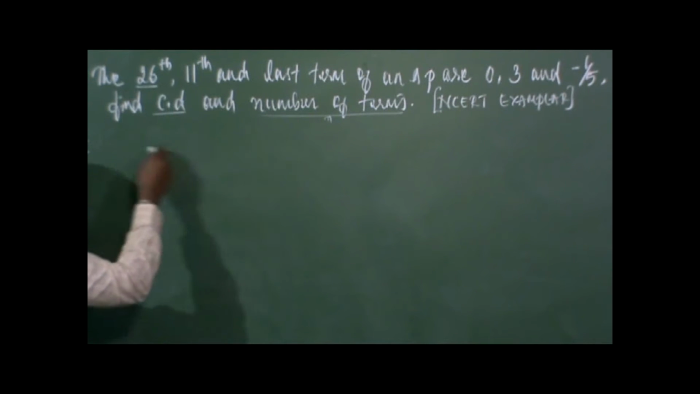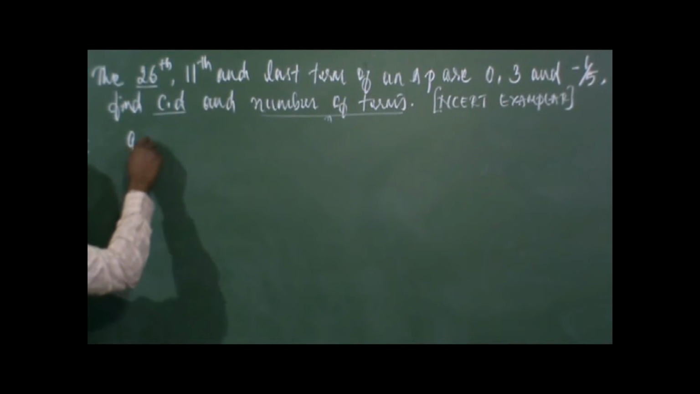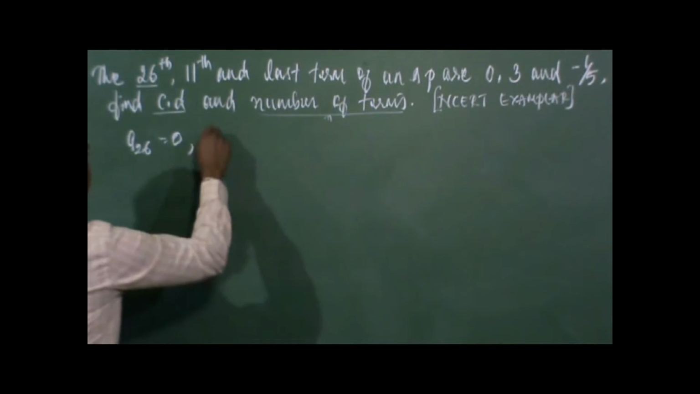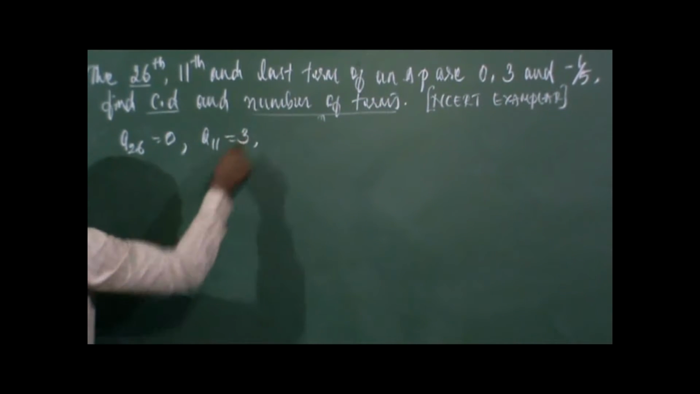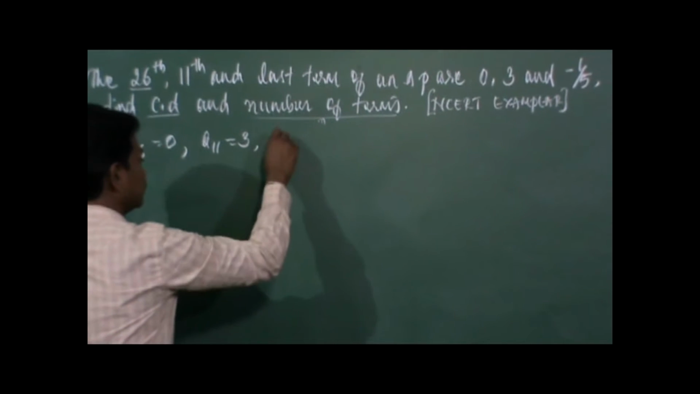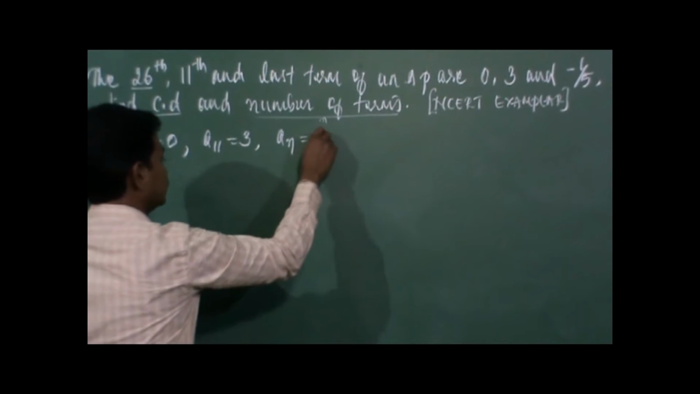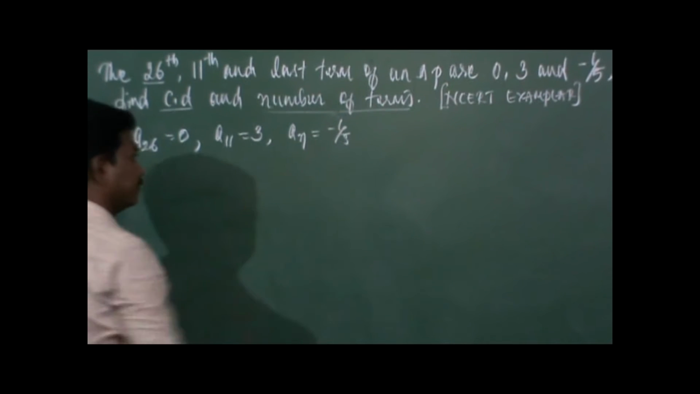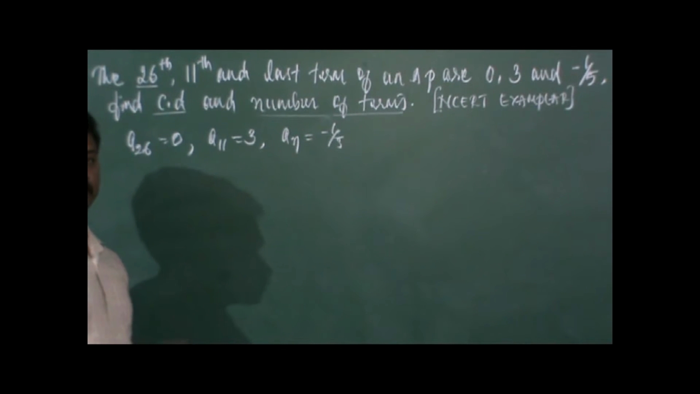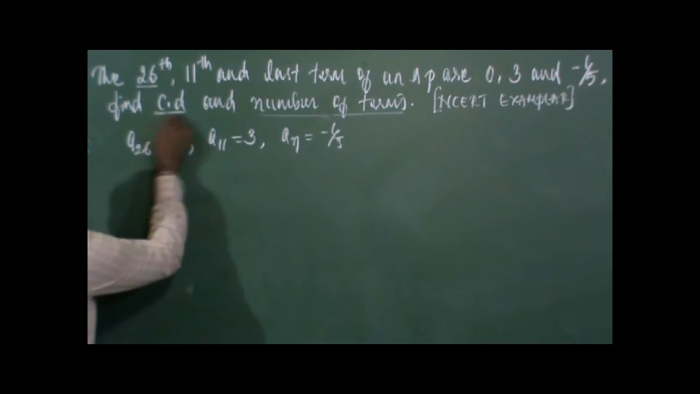The 26th term is 0, so A26 is equal to 0. The 11th term is 3, so therefore A11 is equal to 3. And the last term of the AP is minus 1 by 5. Therefore it can be written as the nth term is minus 1 by 5. So the last term and the nth term are both one and the same. So here you have to find the common difference.